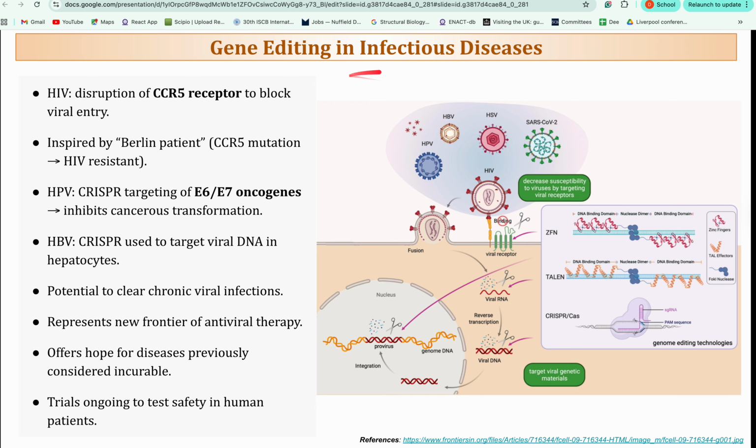So this talks about the infectious disease by these viruses and how we can use ZFN, TALEN, and CRISPR-Cas, and they bring about a double-stranded break. Later on, depending on what kind of repair mechanisms take place, the outcome could be variable.